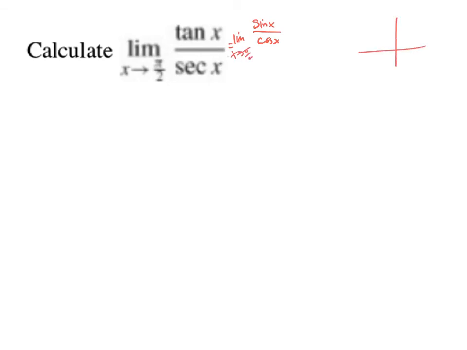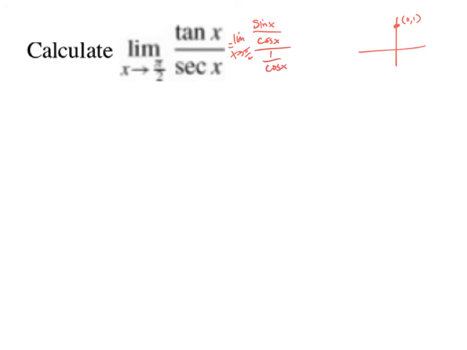Okay, just a quick refresher. Pi over 2 is right up here. That ordered pair would be 0, 1. Cosine, sine. Right, so right now I'm at a 1 over a 0. That's not allowed. And secant is 1 over cos, which is also a 0. So I do have a 0 over 0, which is not allowed.